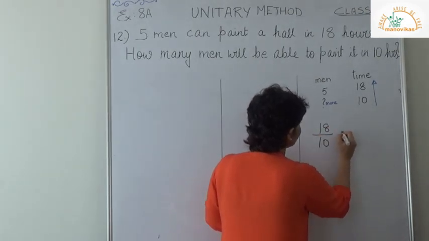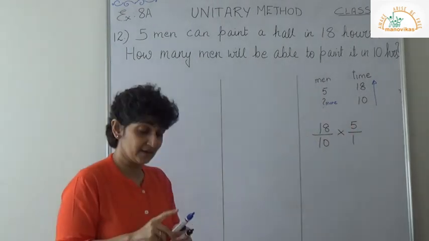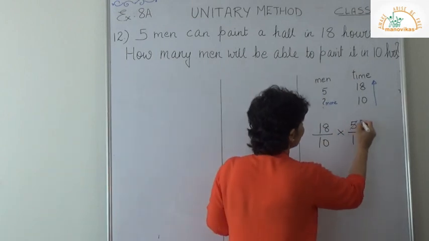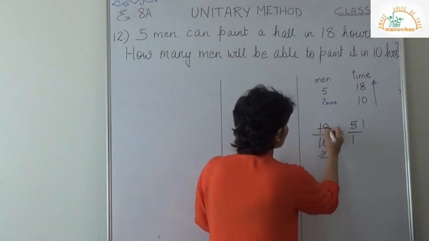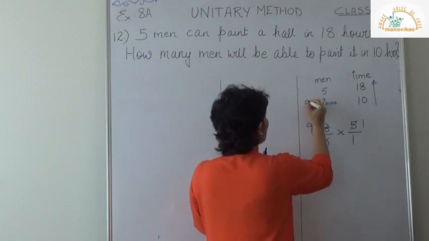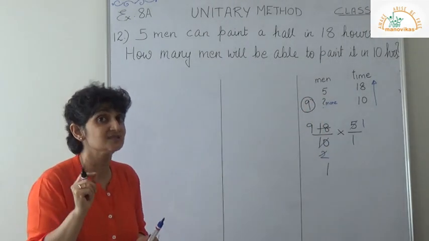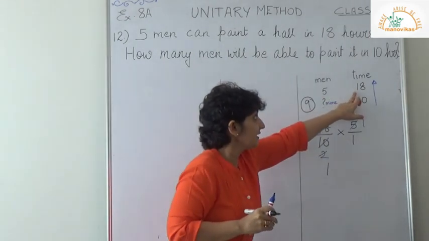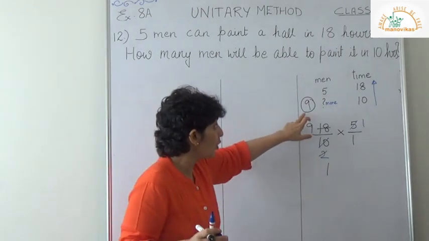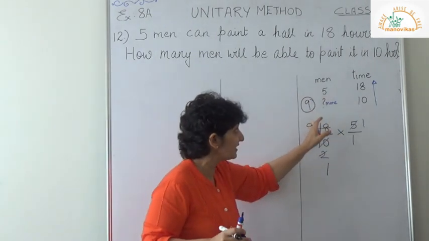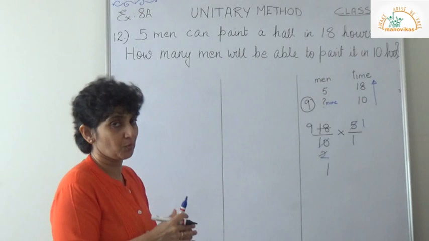18 upon 10, you multiply it with 5. 5 means 5 upon 1. So 5 ones are 5, 5 twos are 10. 2 ones are 2, 2 nines are 18. So I need 9 men to do the job in 10 hours. Did you understand, children? Here it was 18 hours, 5 men. For 10 hours of work, I need more men. So here, instead of decreasing, it has increased. So this is called inverse proportion.